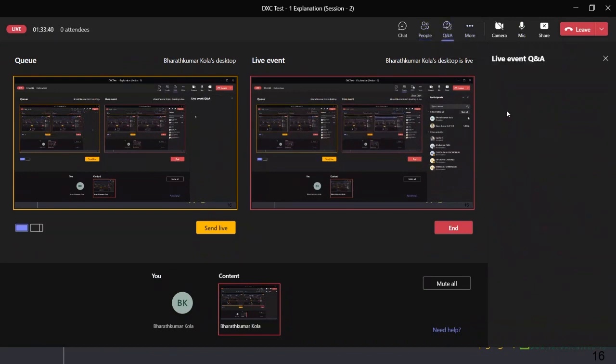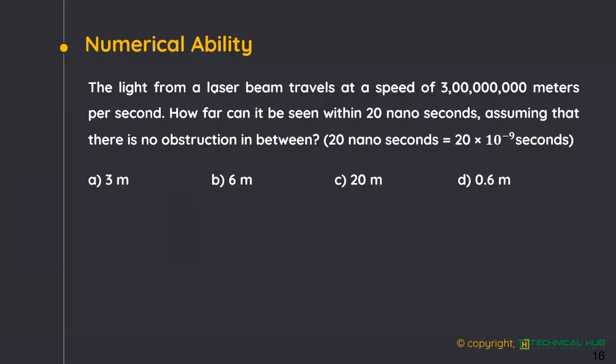See here. The light from a laser beam travels at a speed of, this is the speed of light laser beam, in meter per second. This is given in terms of meter per second. How far? How far in the sense that is the distance. We need to calculate the distance. Distance is equal to, as we all know, speed into time. Speed is given. This is 3 into 10 to the power of 8.